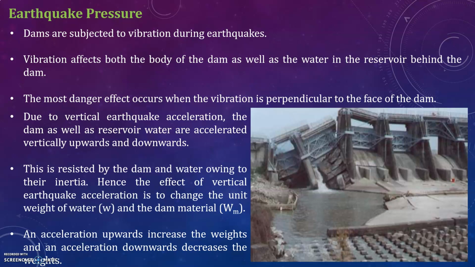Okay. And also there is the effect of horizontal earthquake acceleration. Mainly, horizontal acceleration due to earthquake causes two effects. The first one is inertia force in the body of the dam, and the second one is the hydrodynamic pressure of water. The horizontal inertia force is the product of mass and acceleration, and this force acts in the direction opposite to that of the ground motion. The horizontal inertia force acts from the upstream to downstream as well as from downstream to upstream.